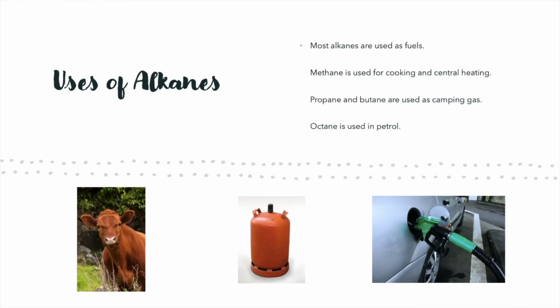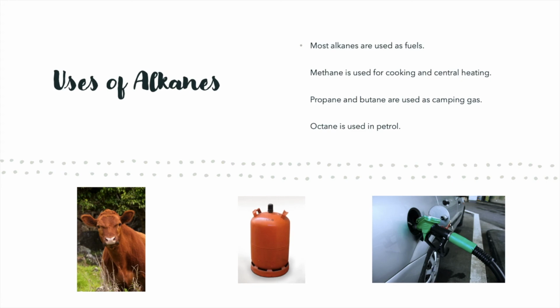So, as you might have guessed, alkanes are used mostly as fuels. Methane, our smallest alkane, is used for cooking and central heating. If you have a gas stove or gas central heating, the gas that's powering that is methane. Propane and butane are used as camping gas. Butane is also the gas used for barbecues. And octane is used in petrol.